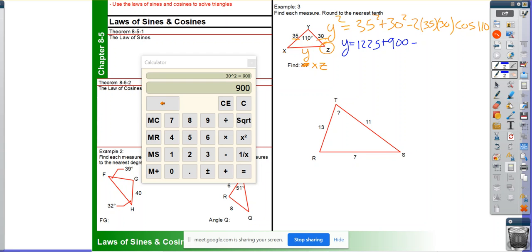All right, and so I don't want to skip any steps. So what is negative 2 times 35 times 30? We took off the square from y. All right, thank you very much for catching that. Negative 2,100. So 2 times 30 times 35. And we still have the cosine of 110. All right, so what am I going to do next? 1225. Find the cosine of 110 and multiply it by 2100. Okay, and in the same step, let's go ahead and add the.